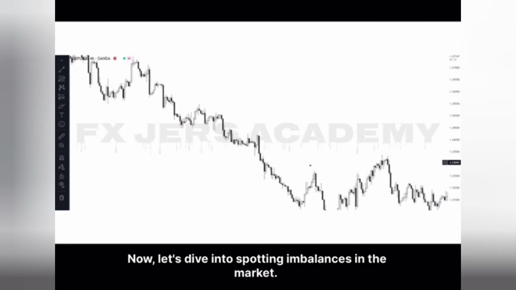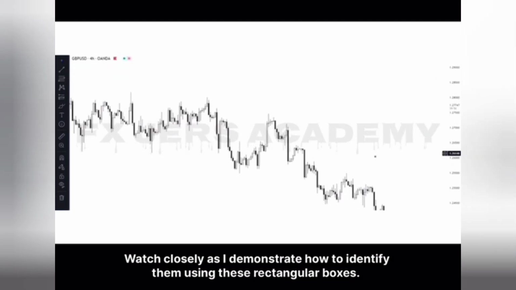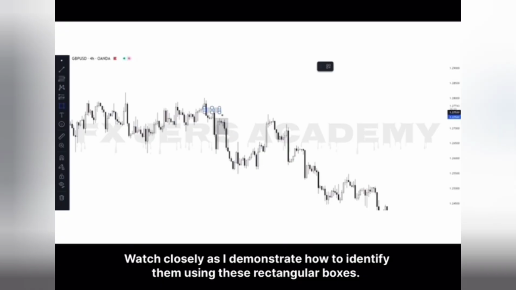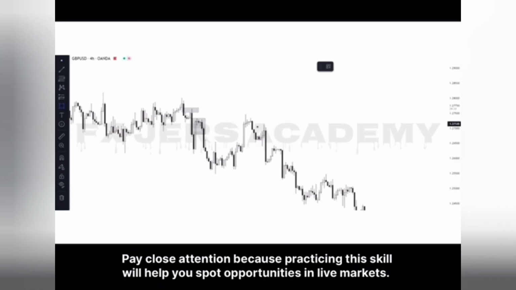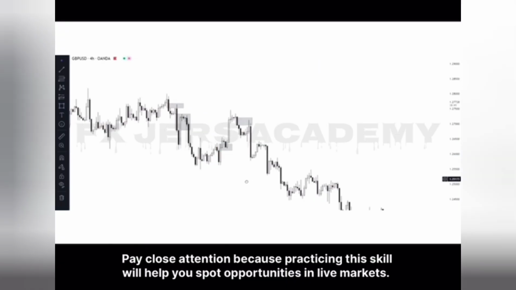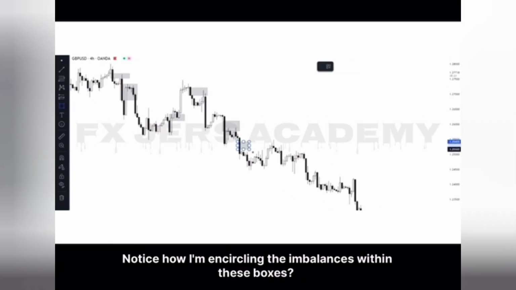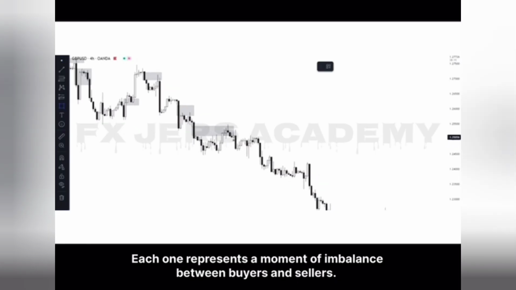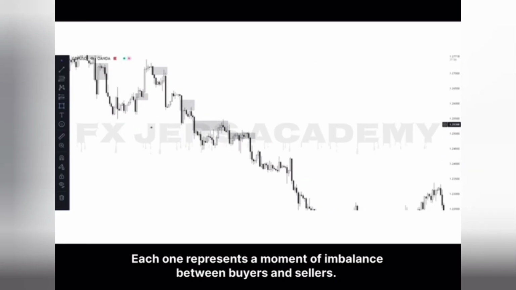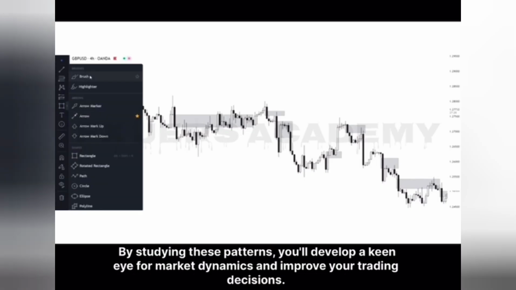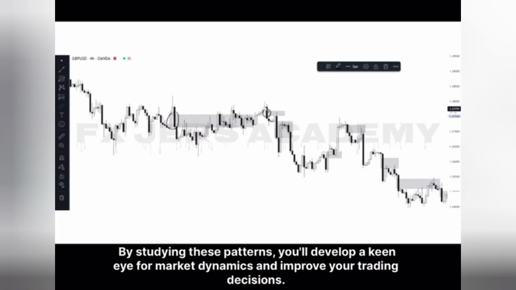Now, let's dive into spotting imbalances in the market. Watch closely as I demonstrate how to identify them using these rectangular boxes. Pay close attention because practicing this skill will help you spot opportunities in live markets. Notice how I'm encircling the imbalances within these boxes? Each one represents a moment of imbalance between buyers and sellers. By studying these patterns, you'll develop a keen eye for market dynamics and improve your trading decisions.